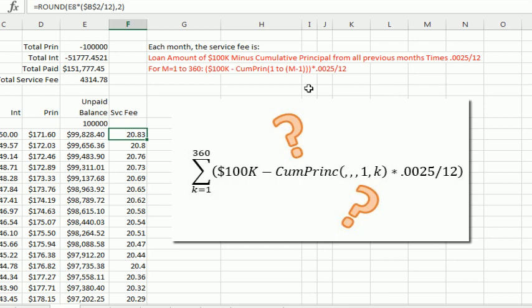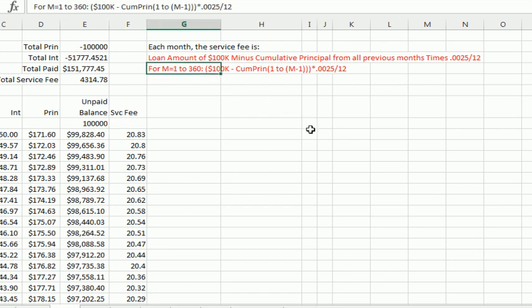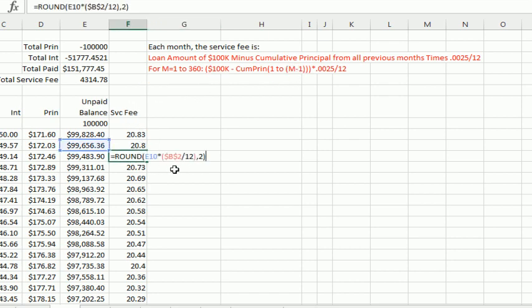So I just kind of wrote it here in a little Visual Basic. So from m equals 1 to 360, we're going to take $100,000 minus the cumulative principal from 1 to this month minus 1, right? Because it's always pointing back. See, it's always going to the previous month's balance. So for month 3, I want to see the cumulative principal from 1 to 2. In month 99, I want to see the cumulative principal from 1 to 98.